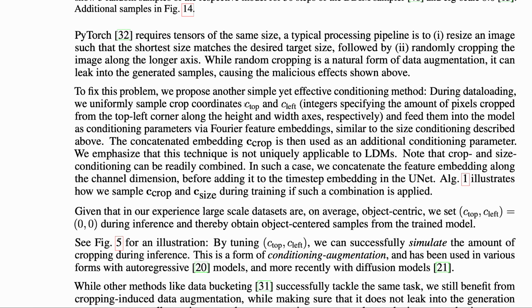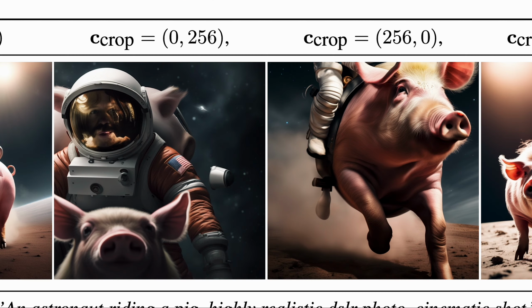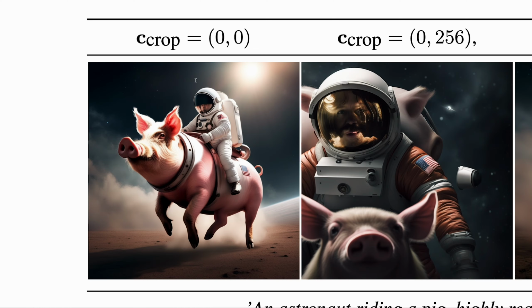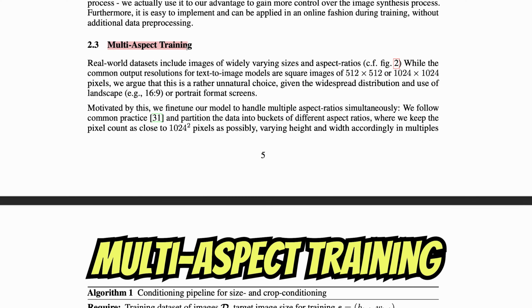To fix it, during training, we let the model condition on the crop coordinates c_top and c_left, which define the cropped box location. During inference, we can now specify crop parameters like (0, 256) to get an image cropped from the left, or (256, 0) to get an image cropped from the top. And most importantly, we can pass (0, 0) to get an image that is not cropped from the top or the left.